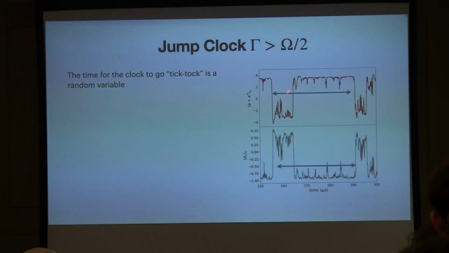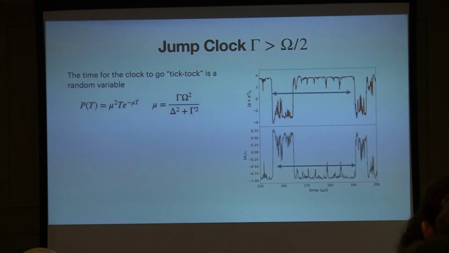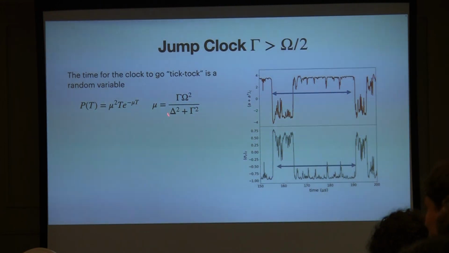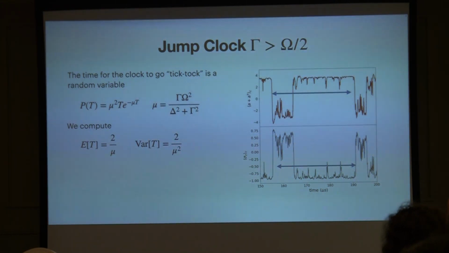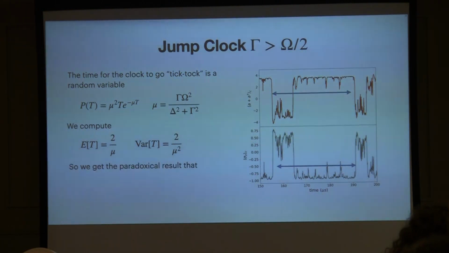The nice thing is, in this regime too, you can write down a distribution for the ticks, which Jared also alluded to, given by a Poisson distribution. And mu here is again determined by the measurement strength, the AC Stark shift, and the Rabi frequency. So you just play the same tricks again. You compute the expected tick time and the variance, you plug it in, and you get this kind of paradoxical result where the precision of the clock is equal to 2.